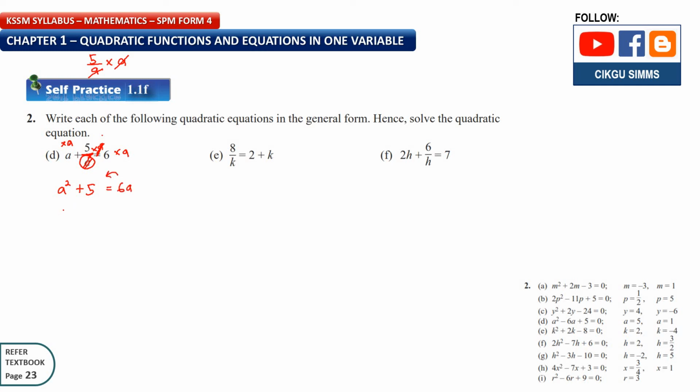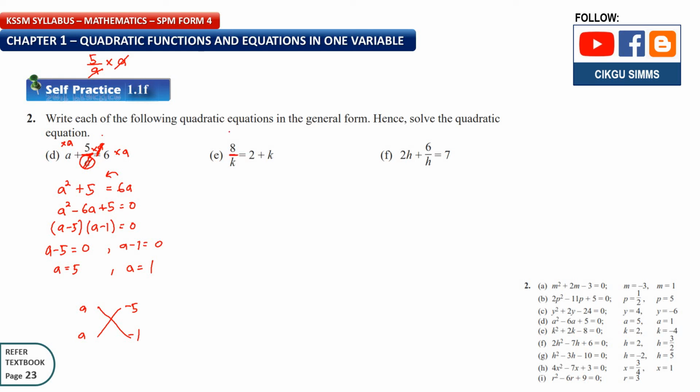And then bring 6a to that side. a squared minus 6a plus 5 equals 0. And then you solve it using the same method. 5, 1, negative, negative. So a minus 5, a minus 1 equals 0. So a minus 5 is 0, a minus 1 is 0. So a is equal to 5, a is equal to 1. Okay, so let's solve this.